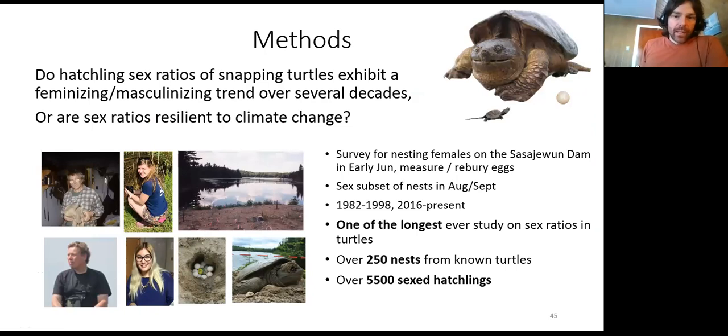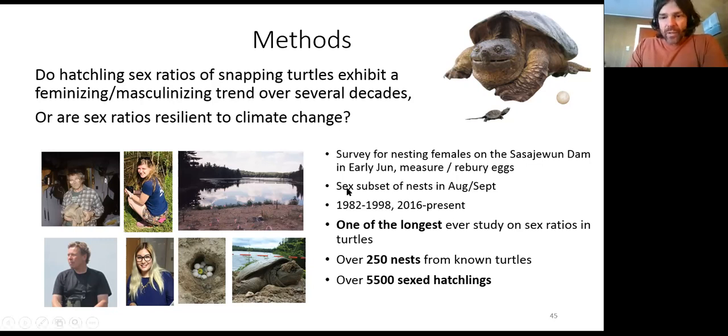So from 1982 to 1998, we've been doing this since '72, but specifically for the sex ratios from '82 to '98, when the turtles came up to nest on the Lake Saskatchewan Dam from Lake Saskatchewan and the surrounding areas, because the dam attracts them from tens of kilometers away. We would dig up their eggs, measure their eggs, and rebury their eggs with temperature data loggers and measure the females and so on and so forth.